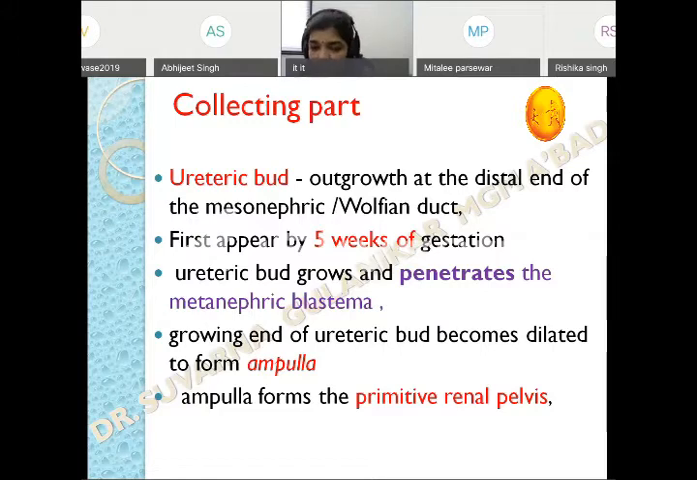And once it penetrates, I will show you the figure, it gets dilated. Its blind end is dilated to form the ampulla. This ampulla represents the future renal pelvis, so it forms the primitive renal pelvis. So you know the collecting part consists of ureter, renal pelvis, calyces, collecting duct and collecting tubule. So the renal pelvis is derived from the dilated ampulla, which is the end of the ureteric bud.